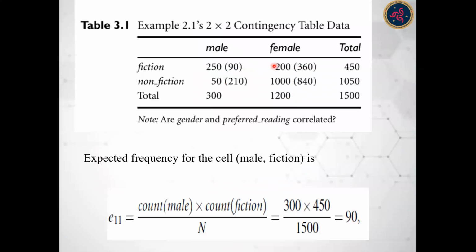So this is the contingency table. Here the numbers are given. We need to find out the expected frequency of a particular cell, that is, male having fiction.